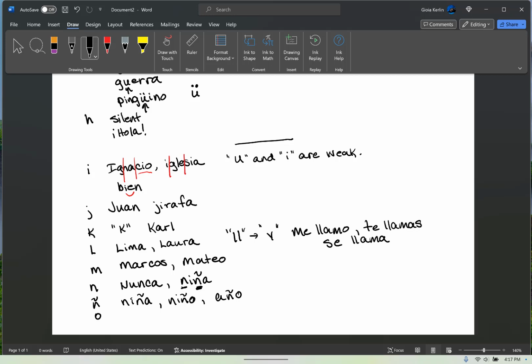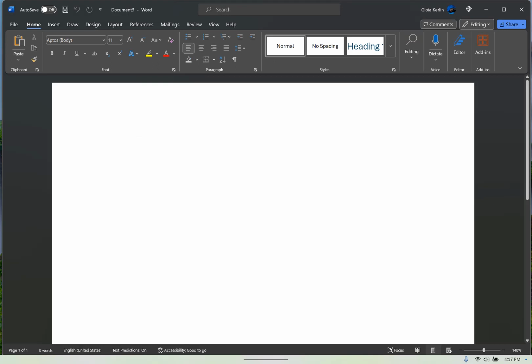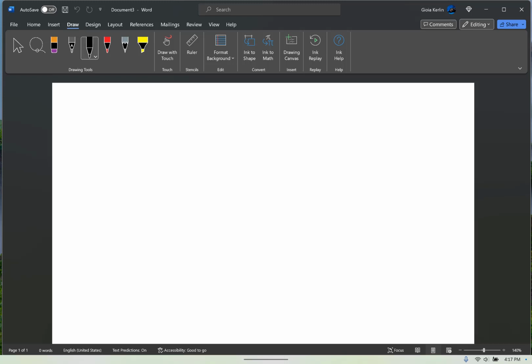Now we have O, which is always pronounced O, as we mentioned before, like Olivia. The next letter after O is P, like Pedro, or papa, as in potato.